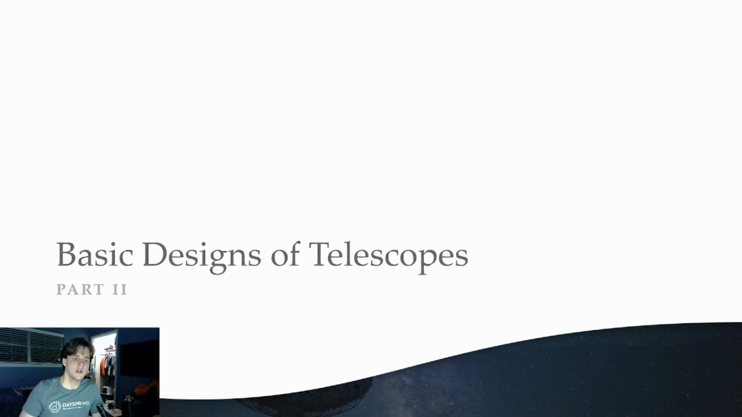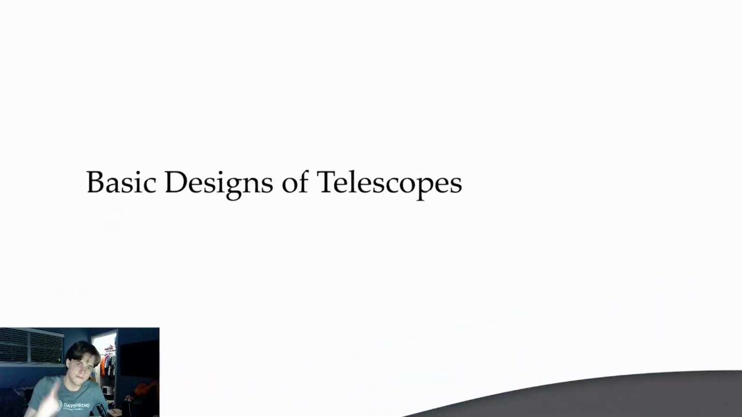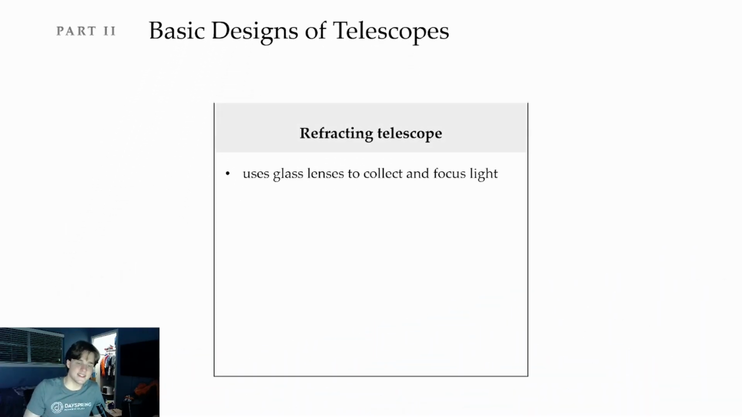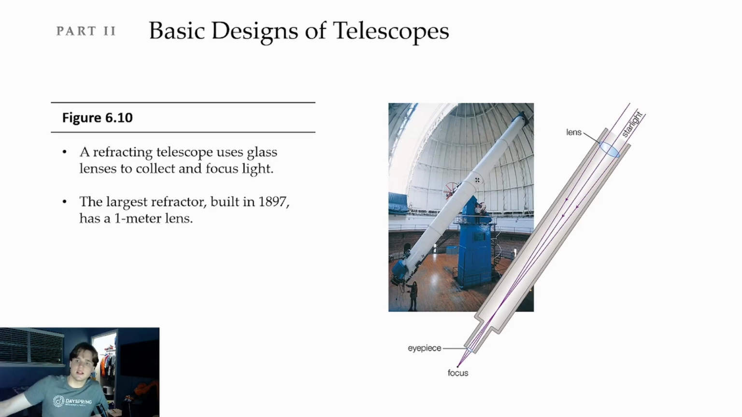Moving on to Part 2, here are the basic designs of a telescope. First is a refracting telescope, which uses a glass lens to collect and focus light. Here's what it looks like. The light comes into the top and it focuses through an eyepiece on the other side. An example of this was the largest refractor built in 1897, which has a 1 meter long lens.